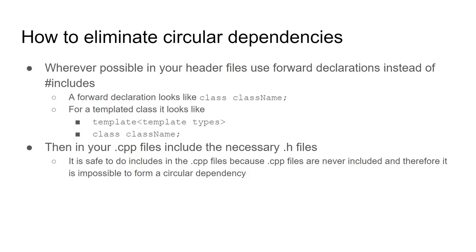If you do have a templated class, you would just say template, whatever your template type parameters are for that class, then class name. And then in your CPP files, you're going to include any of the necessary .h files that you need. It's safe to include any .h file in a .cpp file because you don't include .cpps, right? So there's no way to create that circle if the cpps are including things, because you'll never be able to get back to that cpp again because no one will include it.